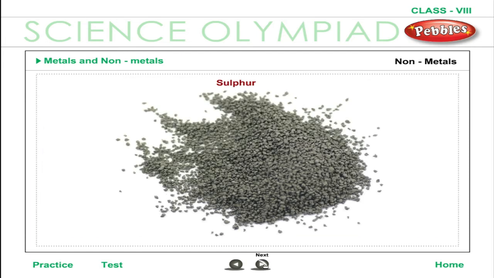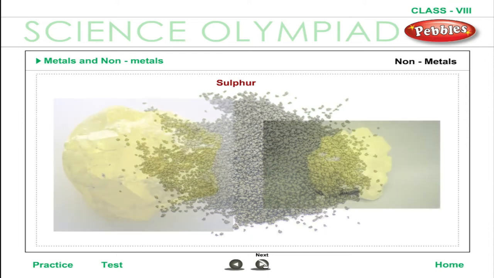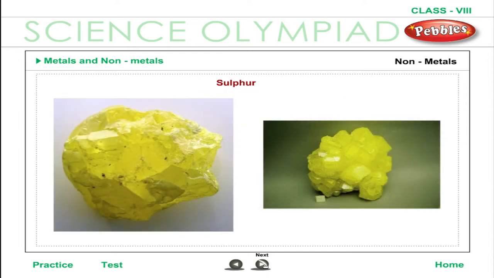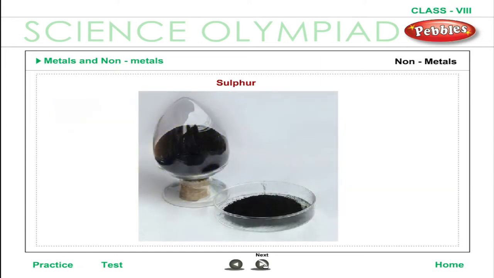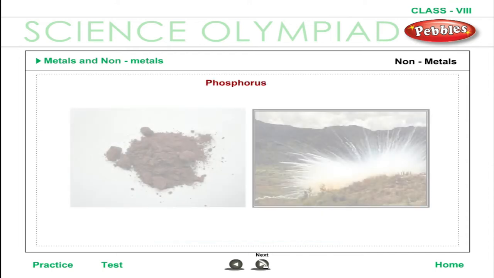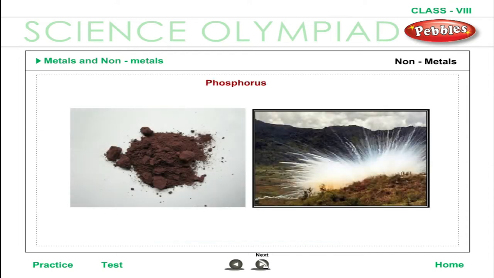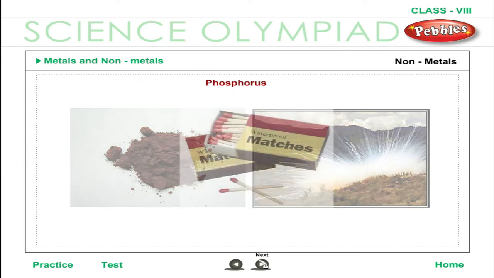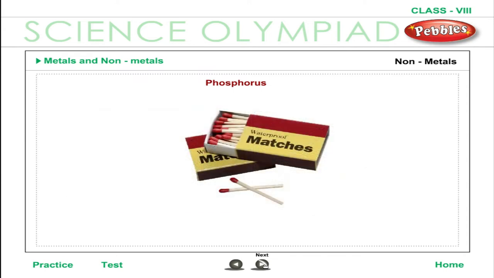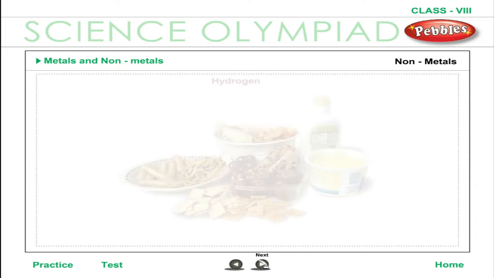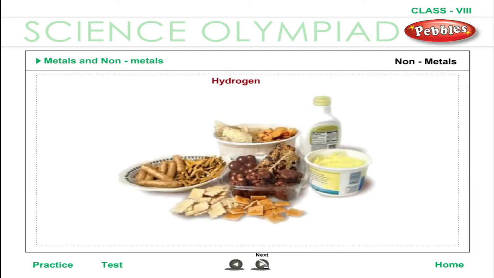Sulfur. Sulfur is used in the manufacture of sulfuric acid, gunpowder, dyes, matches and fireworks. It is also used to treat rubber in a process called vulcanization. Phosphorus. Match heads and fertilizers contain phosphorus. Hydrogen. It is used to manufacture ammonia and hydrogen chloride.